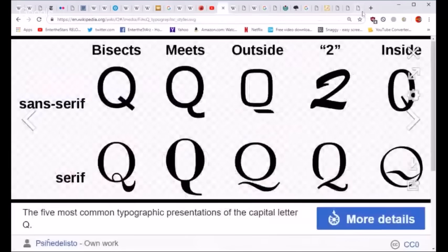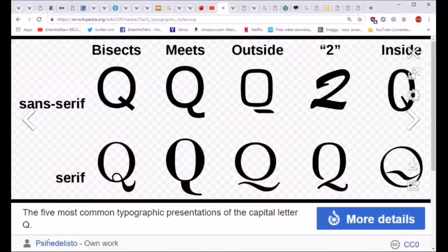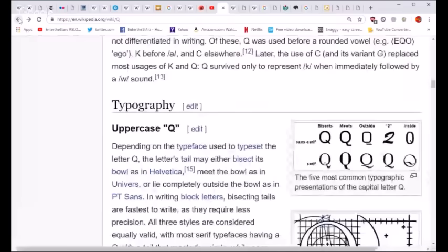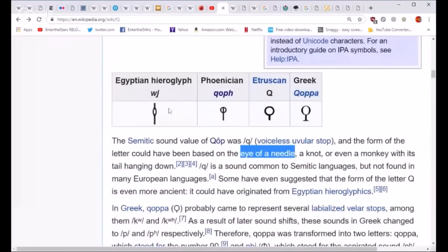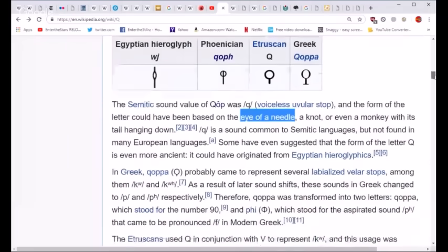Now let's keep going with this because this goes very, very deep, you guys. We've got the serif Q. We've got the gate references in the Bible, passing through the eye of the needle, and the ancient hieroglyphs that look like something passing through the eye of a needle, a gate. And they talk about that that's what it means, the original hieroglyphs. Some have even suggested that the form of the letter Q is even more ancient. It could have originated from Egyptian hieroglyphs, as you can see here.